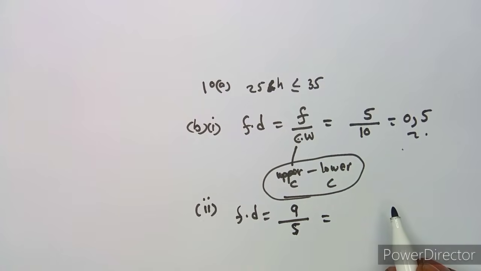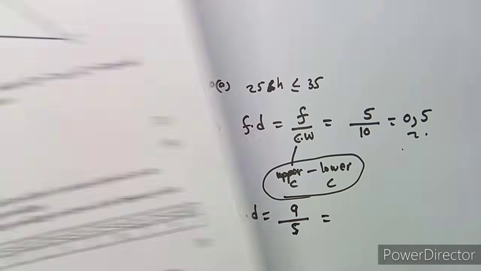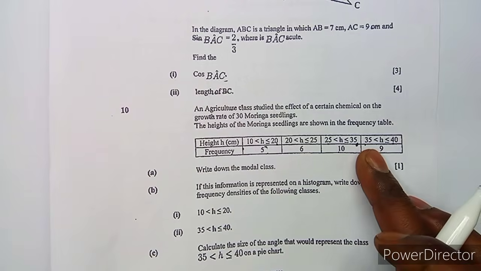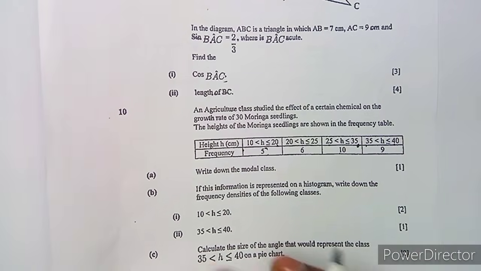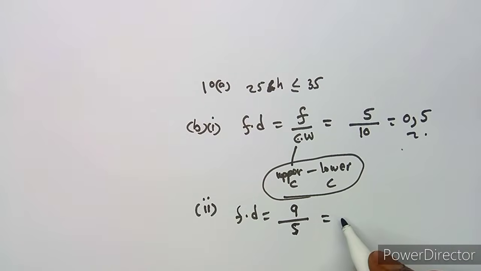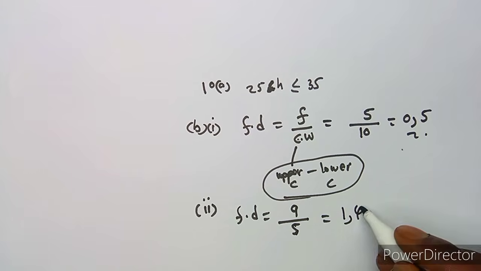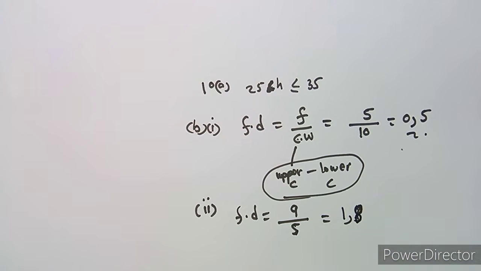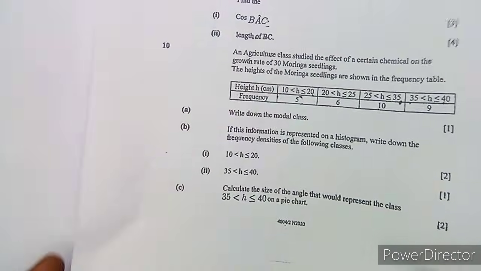If you divide, this is 35 to 40, guys. So this is going to be 5. It's going to be 1.4, if I'm not mistaken. Something like that. 9 divided by 5, which is 1.8. Sorry, that's 1.8. You see this issue of not wanting to use a calculator while you have a calculator. Okay, this is 1.8. Make sure that you use your calculator properly. Anyways, let's move on to C.